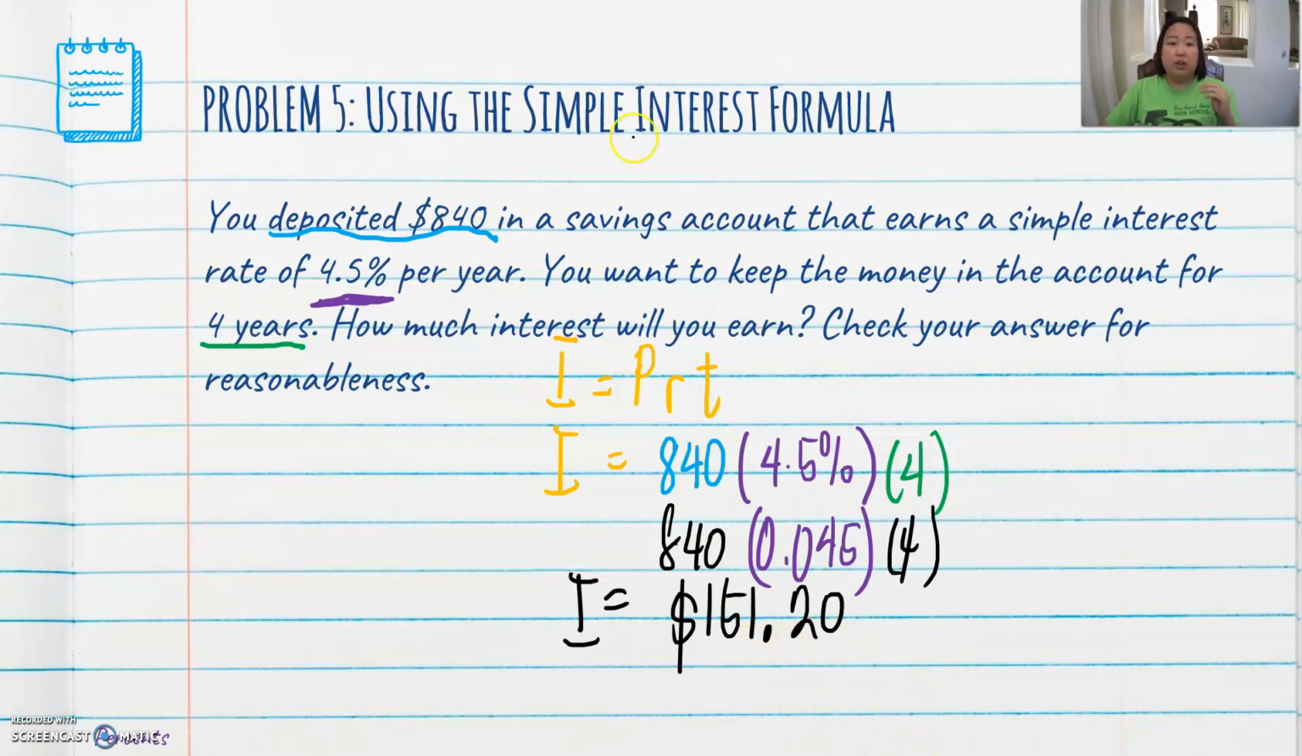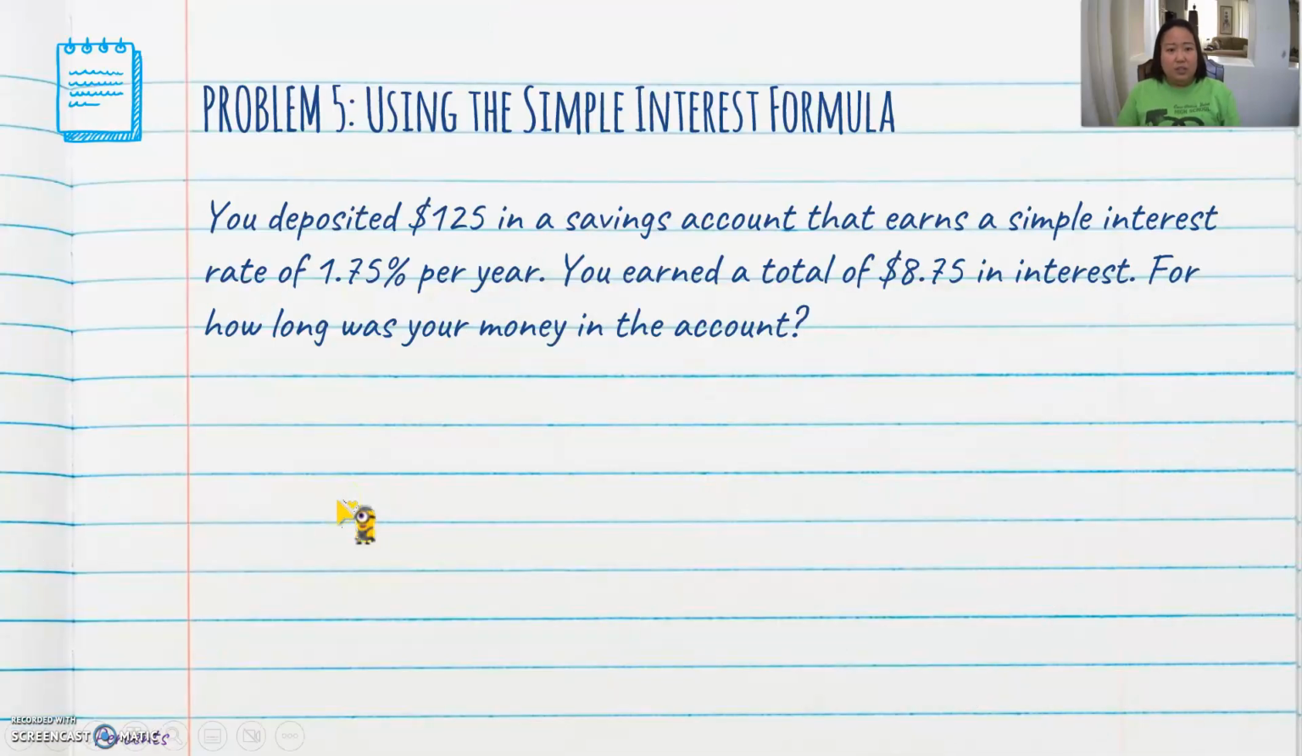So it means that in 4 years, the amount that you deposited, 840, will earn an additional $151.20. After 4 years, when you check your bank account, it will be 840 plus 151.20. That is one of the reasons why people put money in their savings account, because that money grows as time passes, and that growth depends on how many percent it is per year, and for how long your money will be staying in the account. So why don't you try this next example on your own? Try this one and work it out.